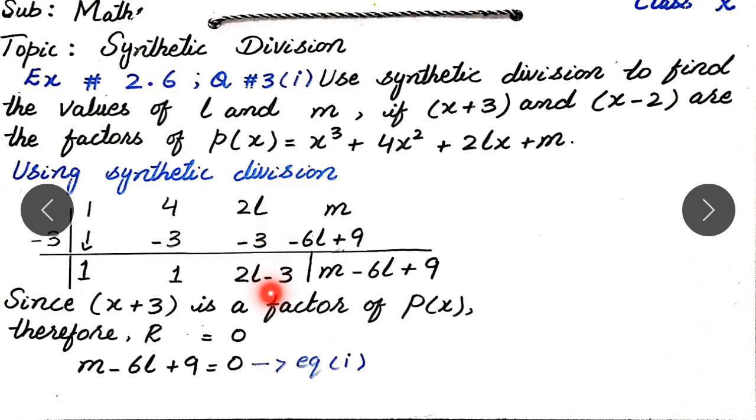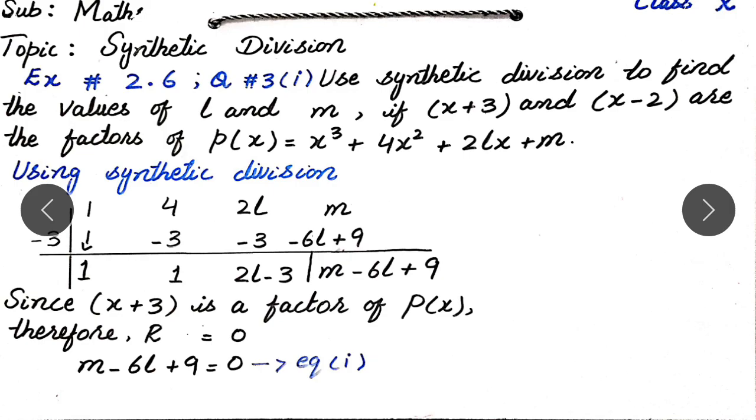Okay, these terms cannot be combined, so 2l minus 3 is written. Then 3 2s are 6l, then minus minus plus, 3 3s are 9. Here you can see that all of these are different terms, so we have written them in sequence: m minus 6l, then plus 9. So this is the remainder.